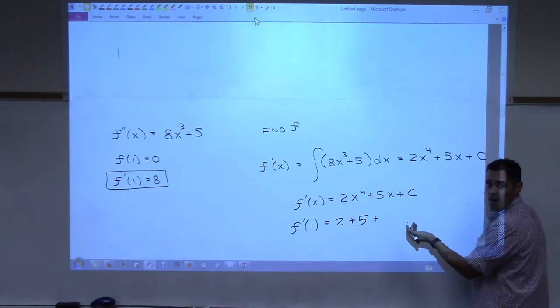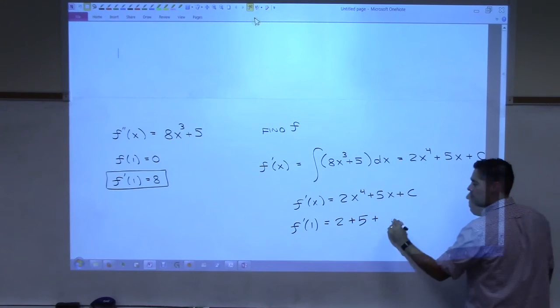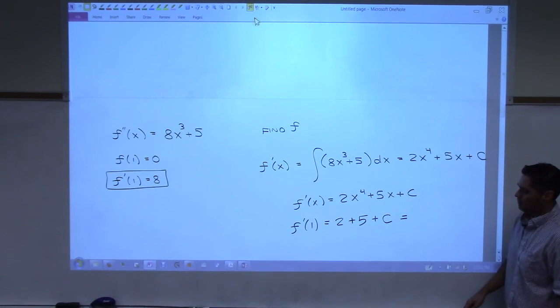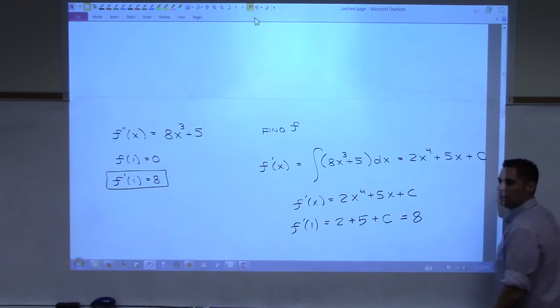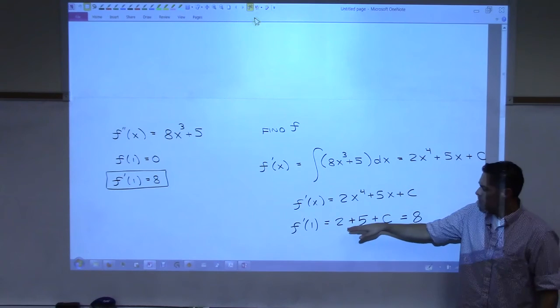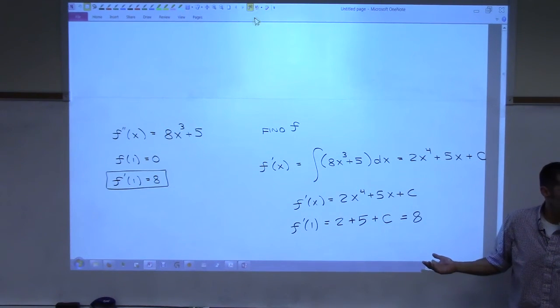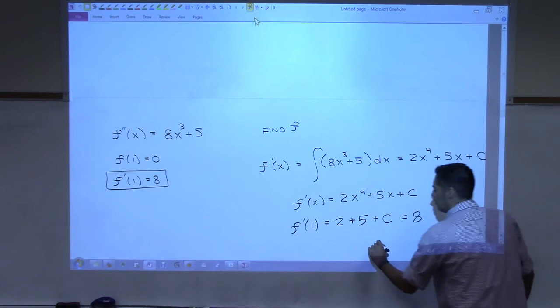I don't know what c is, but when I do that, it must be what? 8. You understand what I just did? So if this is just 7 plus c is 8, solve for c, you get c is 1. So this means c is 1.